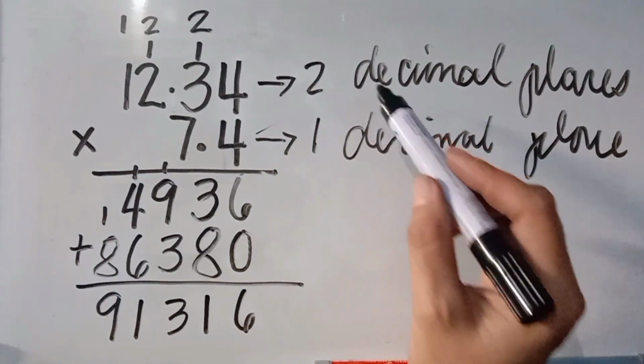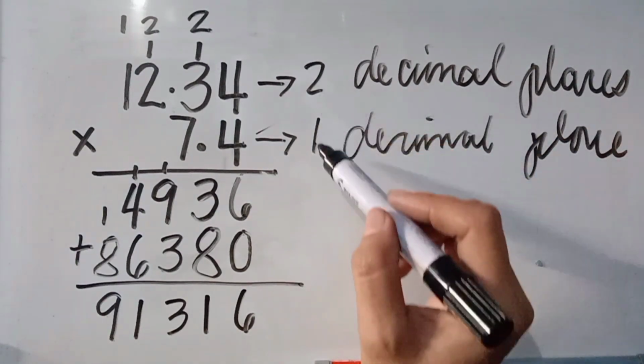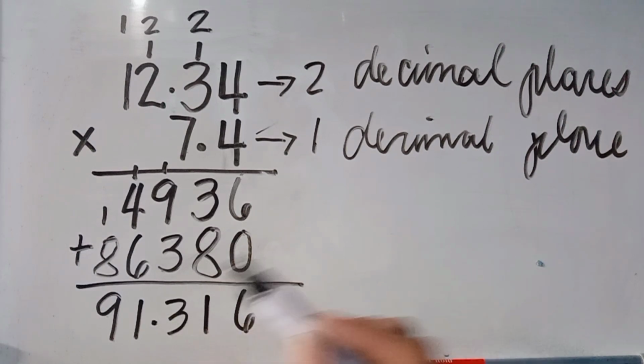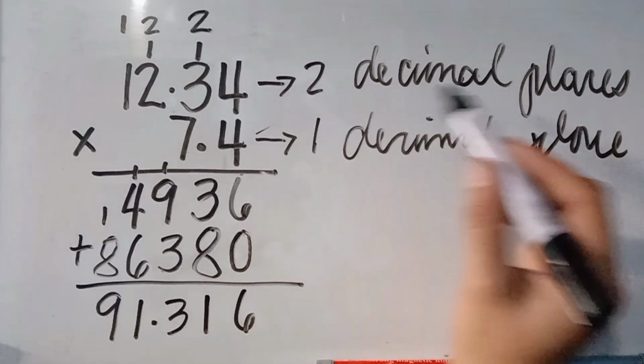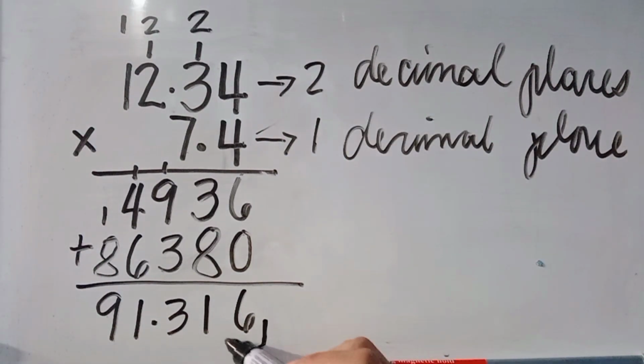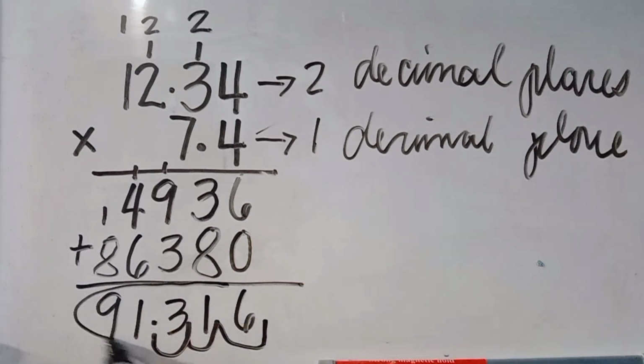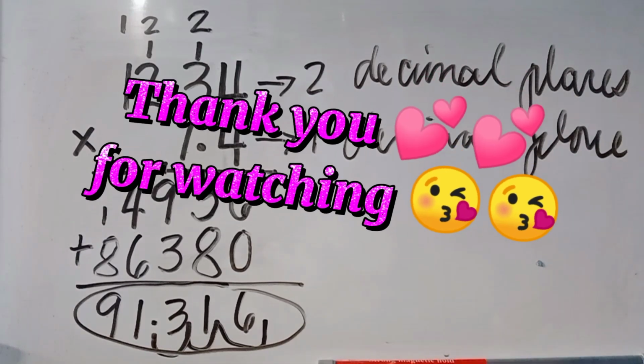So, sabi natin, 3 decimal places daw dito. So, 3 daw. 3 din dito ang decimal places natin sa product. Okay, so let's count 3 decimal places from the right. 1, 2, 3. So, nandito po ang ating decimal point. Again, 3 decimal places. So, 1, 2, 3. So, ayun po ang decimal point. Okay, so therefore, the product is 91 and 316 thousandths. Okay?